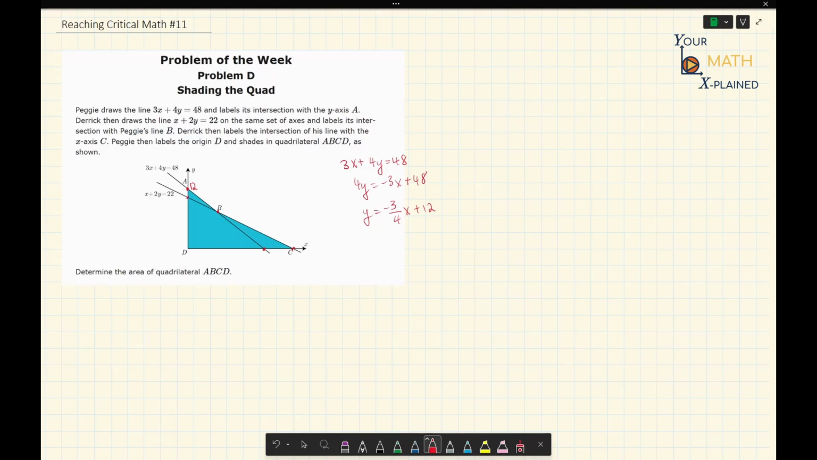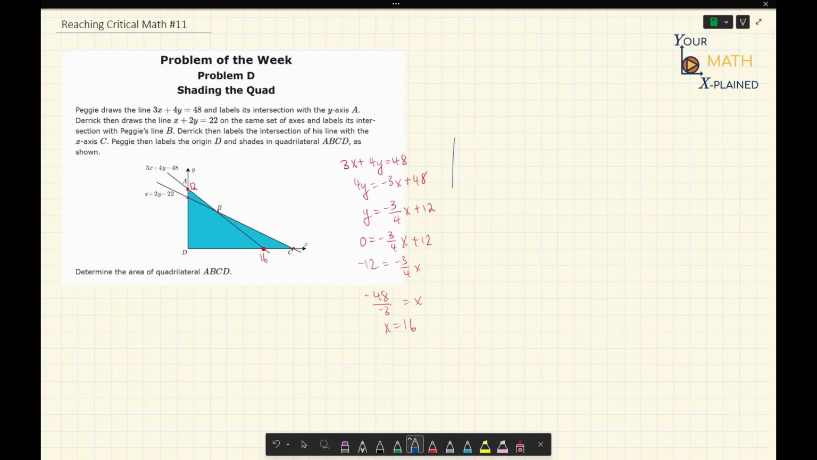Let's try to find its corresponding x-intercept. So we're talking about that steeper line. We can find this one down here by setting 0 to be y, and then we will solve for x. So we've got negative 12 equals negative 3 over 4x. So we've got negative 48 over negative 3 equals x, which is 16. So we know this down here has an x value of 16.